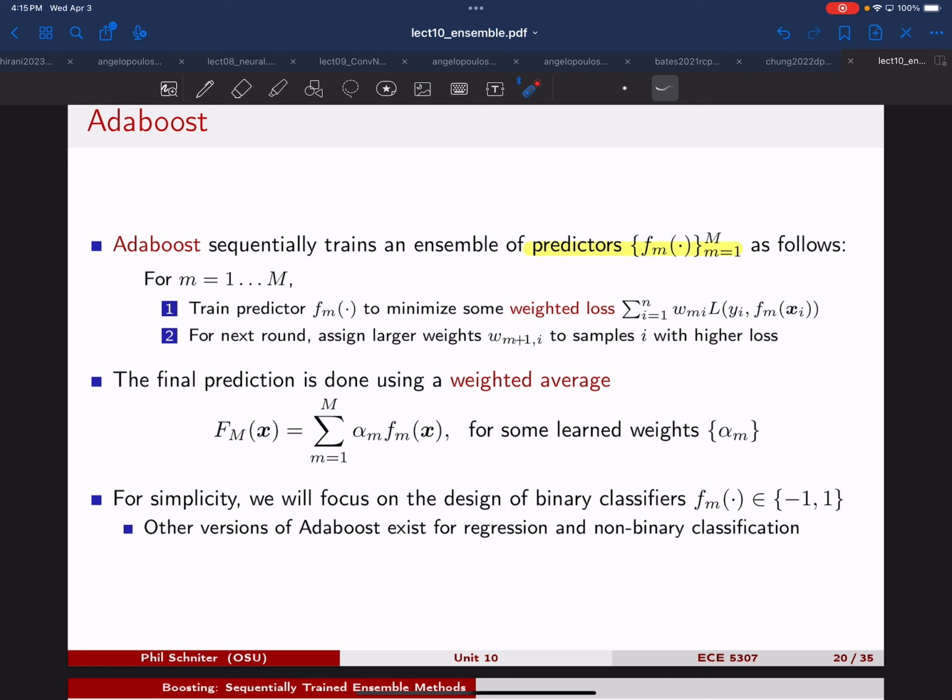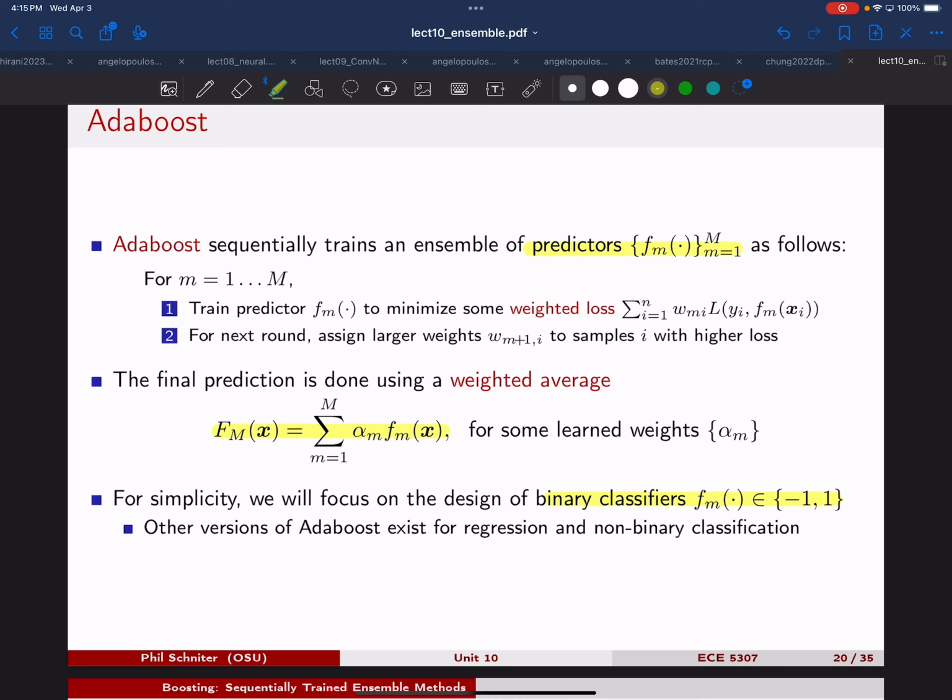Okay, so for now, just for simplicity, we're going to focus on binary classifiers where f outputs either 1 or -1. There are other versions of this for regression, for non-binary classification, but we're just going to focus on this simpler case.